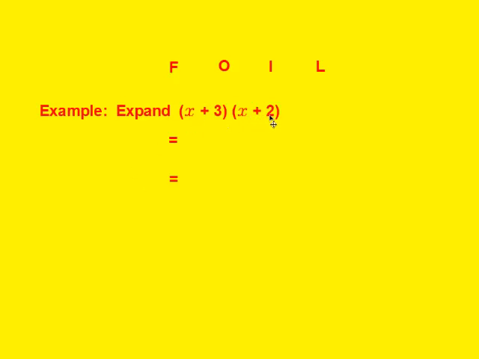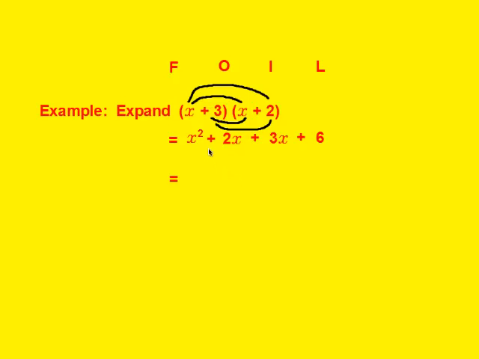x plus 3 multiplied by x plus 2. First terms multiplied together. x times x is x squared. Outer terms, x times positive 2, or positive 2 times x, is going to be positive 2x. Outers dealt with. Inners, the inner terms are positive 3 and x. Positive 3 times x is positive 3x, isn't it? So we're adding 3x. And lastly, the last terms in each bracket. Positive 3 times positive 2 is positive 6, so this is like adding 6.